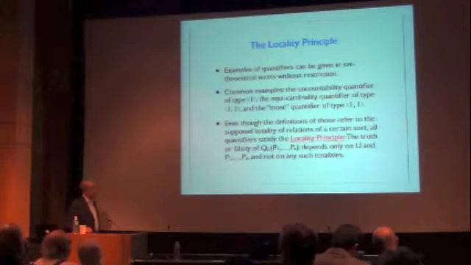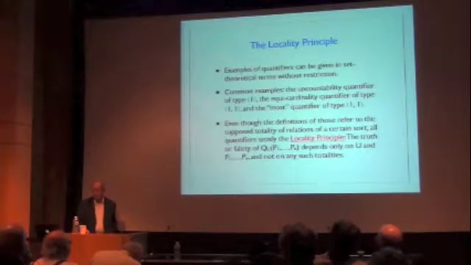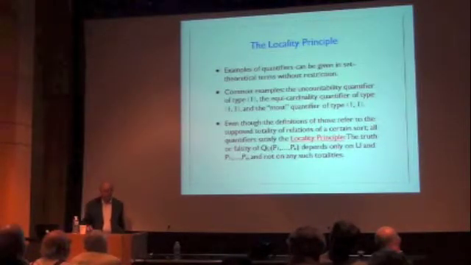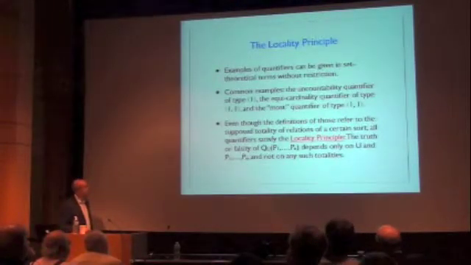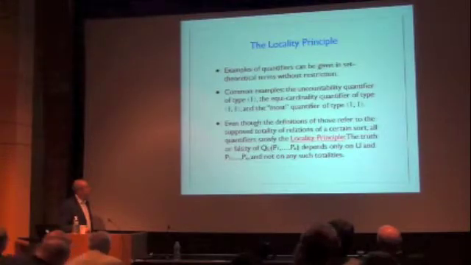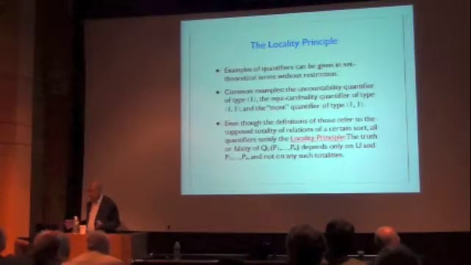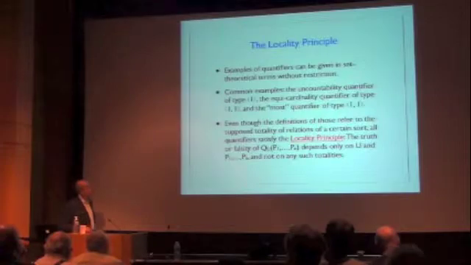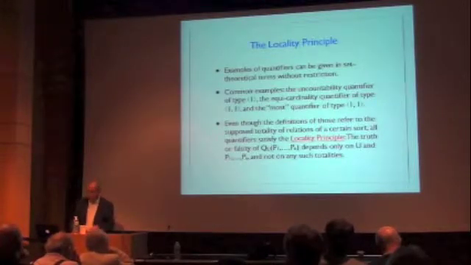Now, quantifiers can be given in set theoretical terms to meet Lindström's definition without restriction, in the sense of without mathematical restriction. So some simple common examples are the uncountability quantifier operating on unary predicates, which says simply that there are an uncountable number of elements which satisfy it. The equicardinality quantifier on two unary predicates, which says that the elements which satisfy them are of the same cardinality. And the quantifier most, that most P1s are P2s, so that can be defined in cardinality terms.